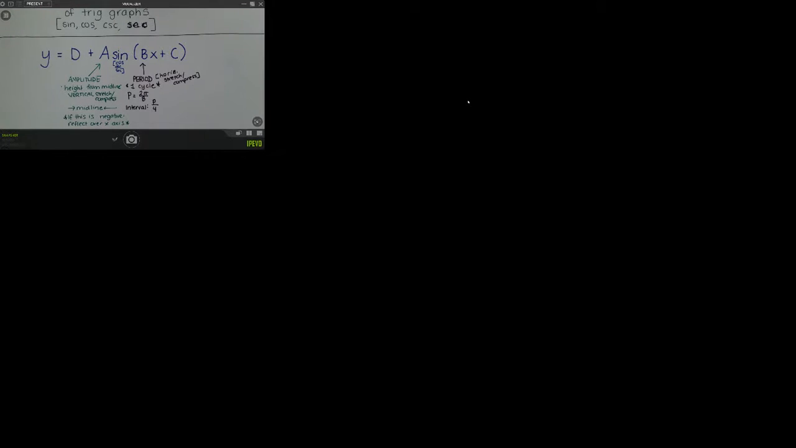Later, we will talk about the C and the D, but for now, let's get used to graphing these with the amplitude and the period only. All right, so if you need a minute to write all of that down, just press pause and write it and come back.